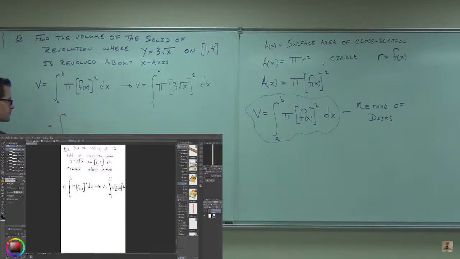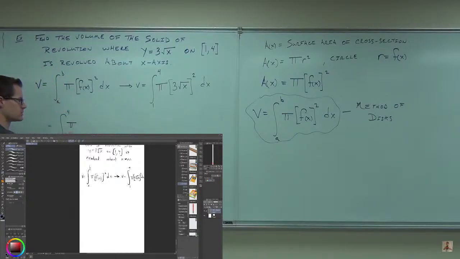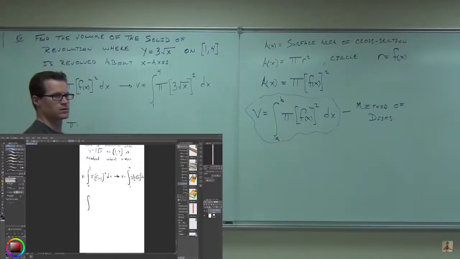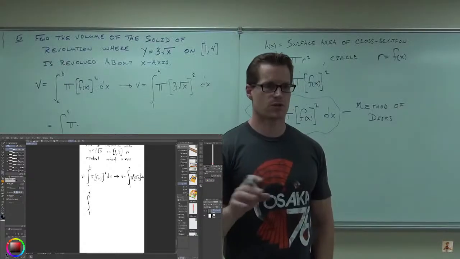What we'll get is 1 to 4 pi. Tell me about this. What happens there? Perfect, good. Square. Say what now? Both perfect square. Both parts, not just the square root, but also the 3. So what are we going to get?